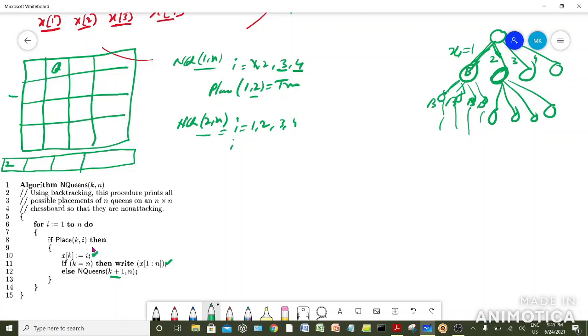Fine, so consider i is equal to 1. When i is equal to 1 was considered, then place of 2 and 1 was called, it resulted in false, so we cannot place the queen here. Then place of 2 and 2 was called, it also resulted in failure because we cannot place the queen here. Next, place of 2 and 3 was called. Again we cannot place the queen here, so this is also exhausted. Then we called place of 2 and 4, so it resulted in true. So we place the queen here.